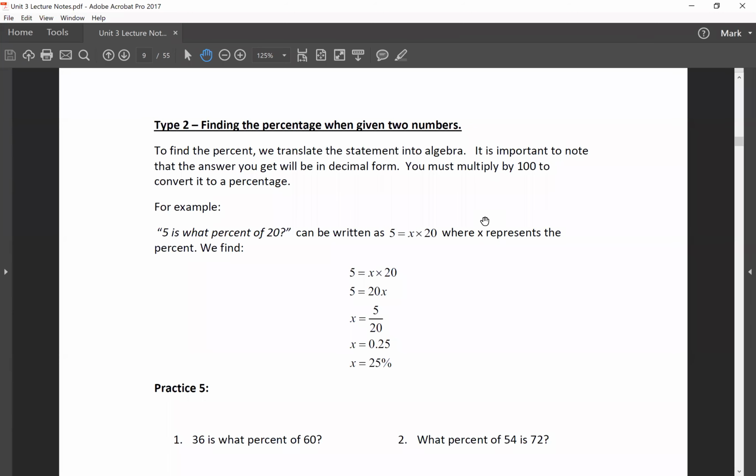And then I have another private message. Yes, all of Unit 1 and Unit 2 is the test. So Units 1 and 2.